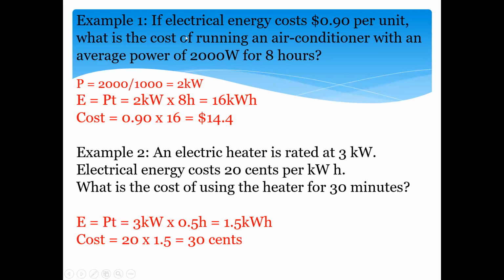Is it clear? The two examples, how we can work out the cost of electricity. So when we are using electricity, we multiply the power and time, and we get the answer in kilowatt hour. And kilowatt hour means 1 unit of electricity. It's called 1 kilowatt hour. So the number of kilowatt hours we consume multiplied by the cost of each unit gives the total electricity bill.